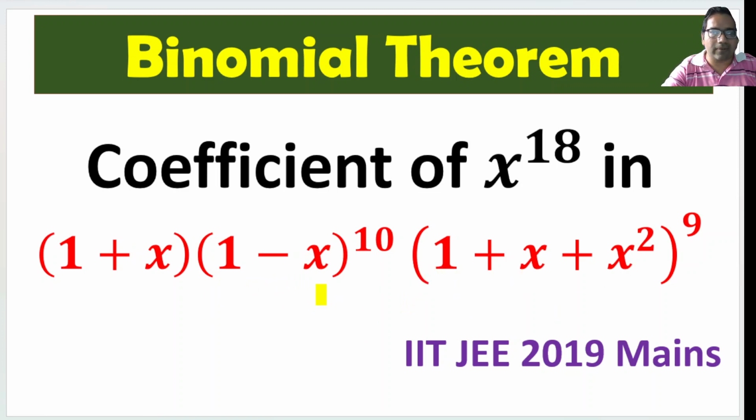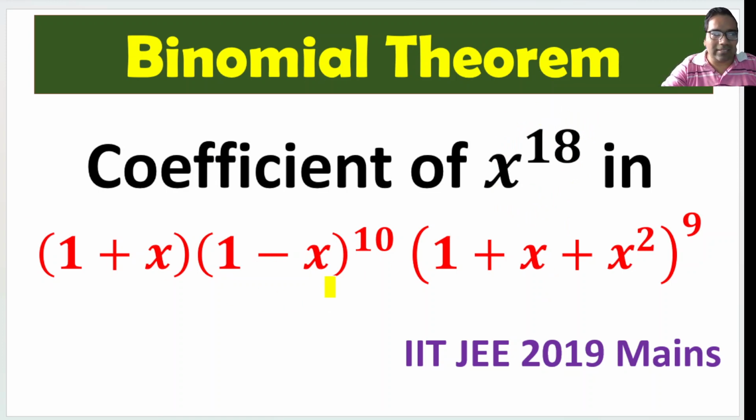This is in the form of (a − b)(a^2 + ab + b^2). What is (a − b)(a^2 + ab + b^2)? It is a^3 − b^3. Let us try to use that and reduce these three terms to two terms. Then it will become easy for us to identify the coefficient of x power 18.